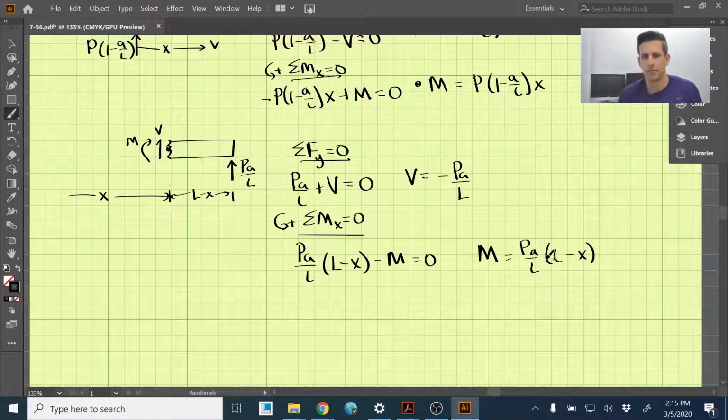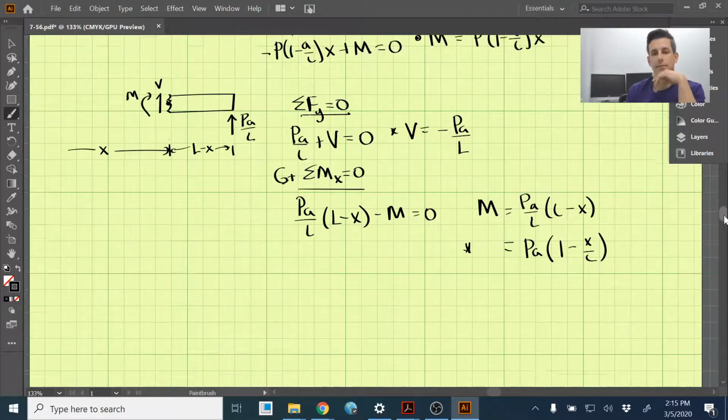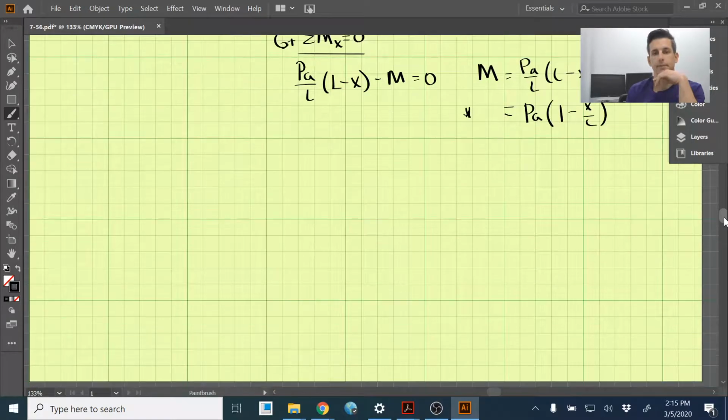And if we want to simplify this, we can. So that would be PA times 1 minus X over L. We can simplify that. So we have that equation. Now we need to draw the shear and moment diagrams.